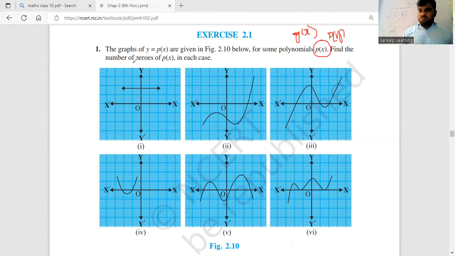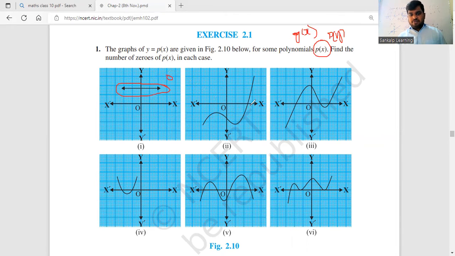Find the number of zeros. We have to find the number of zeros. The first curve, the first line here, this is the graph. If you observe, this line is not at all meeting the x-axis, right? So what is the graphical meaning? Wherever the graph meets the x-axis, that point will act as the zero of the polynomial. So it is not at all meeting the x-axis. So the number of zeros will be zero itself. There are no zeros at all.